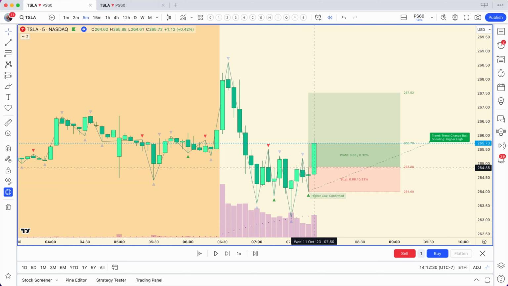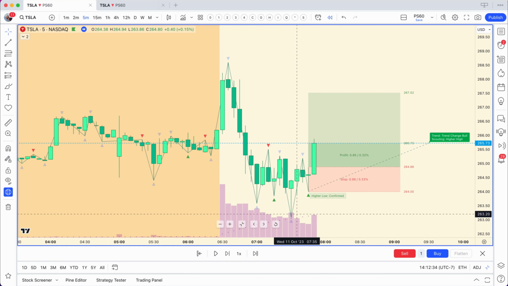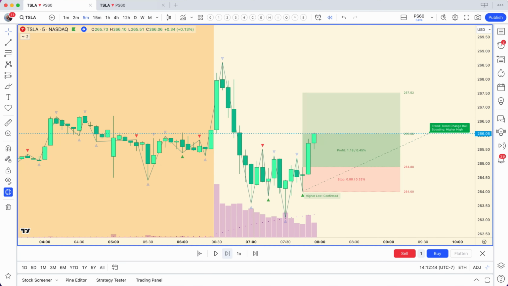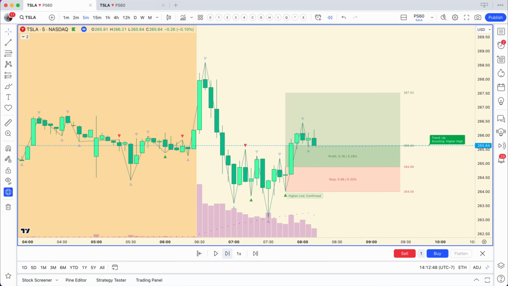So you could have entered a trade here with your stop there, because now it looks like we might actually be coming out of the chop. We did set a higher low. We did break the previous lower high over here. So things are looking bullish. Let's see what happens. Is Tesla going to be nice to us?